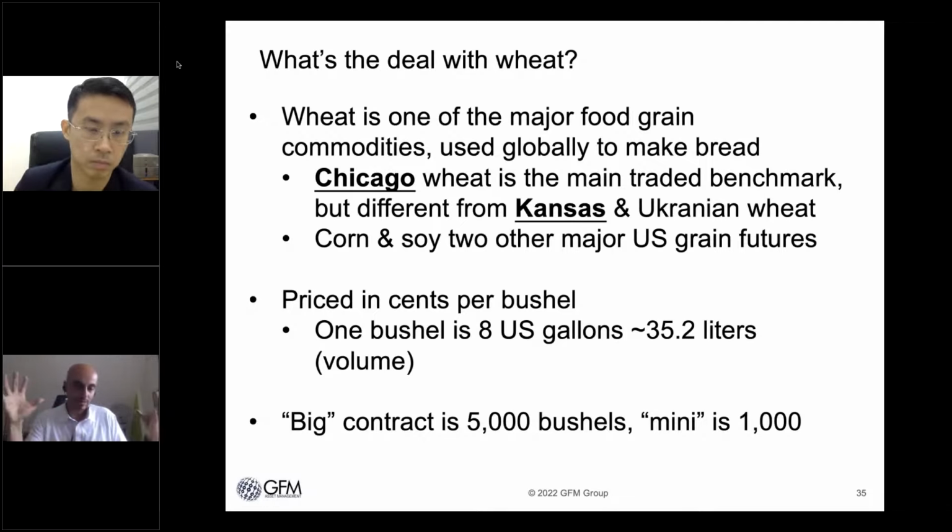Now, that's kind of the big picture. Now let's focus on Chicago wheat specifically. It is priced in cents per bushel. What's a bushel? A bushel is 8 US gallons. That's about 35.2 liters. So imagine a really big barrel that you're going to fill up with wheat, and then you're going to send it off to the miller to turn into flour and turn into bread. That's what it is. The big wheat contract is 5,000 bushels, and there is a mini wheat contract, which is 1,000 bushels. And remember, the prices of wheat contracts are quoted in cents per bushel. That'll give you an idea of what the sizes are going to be.